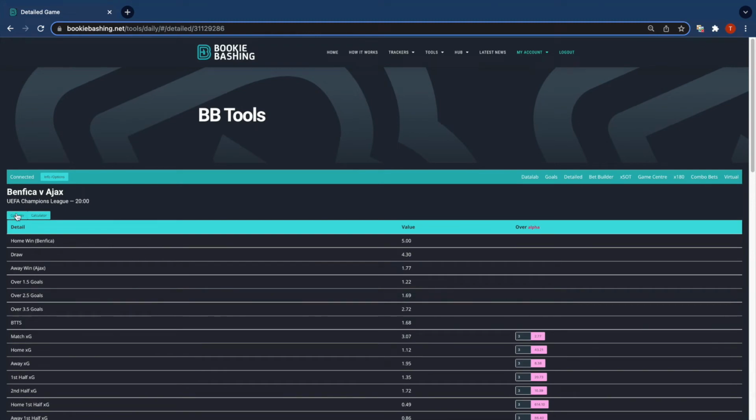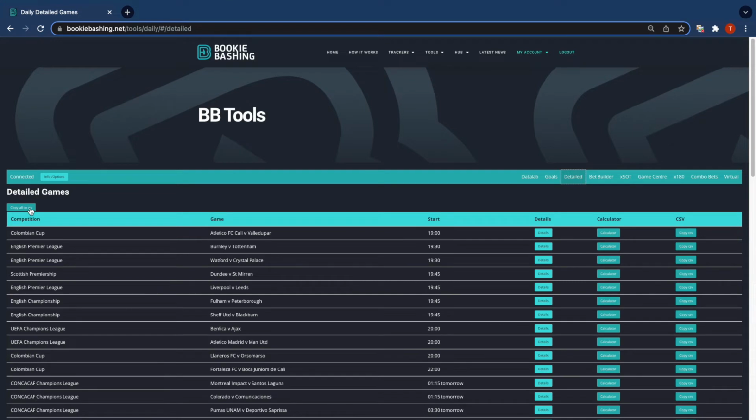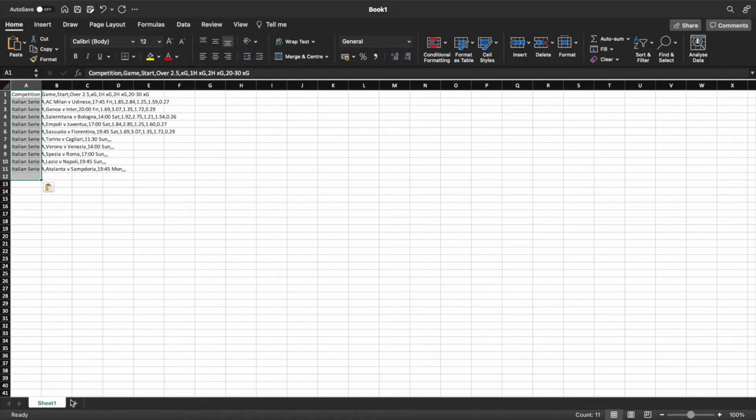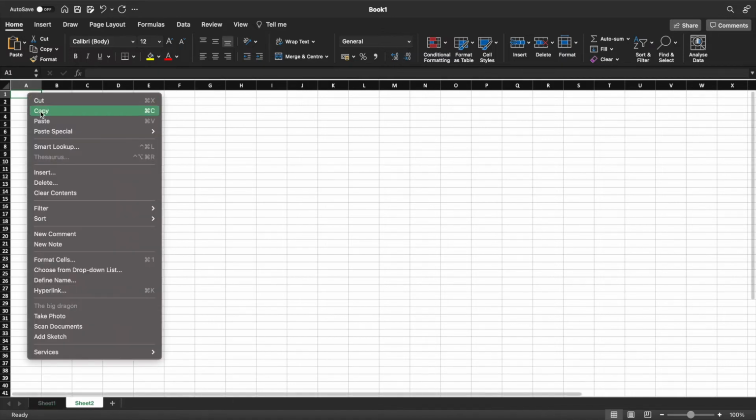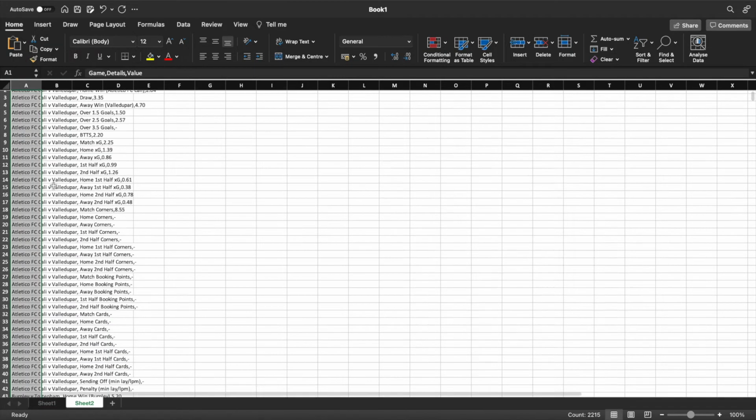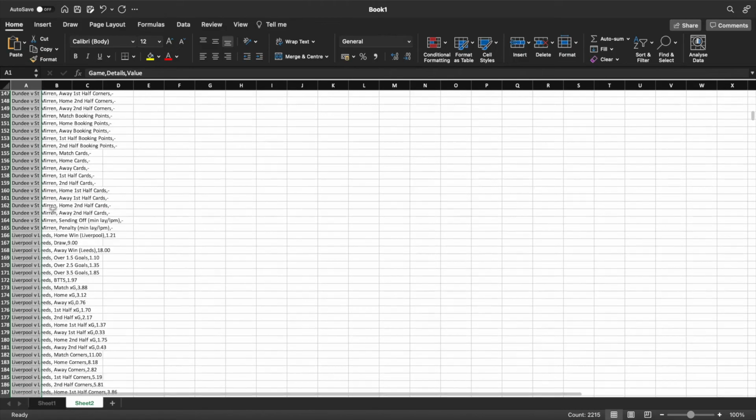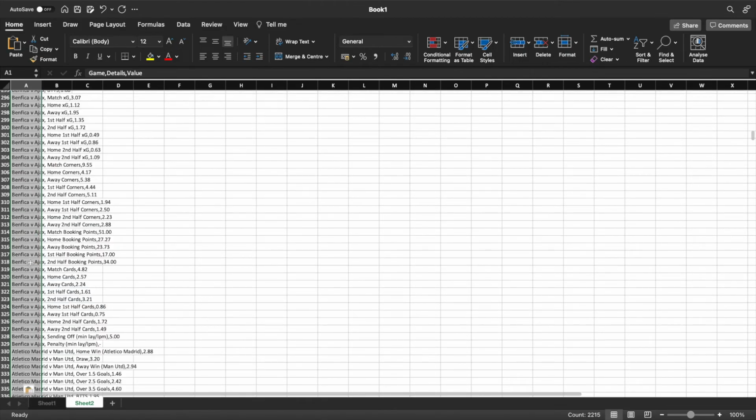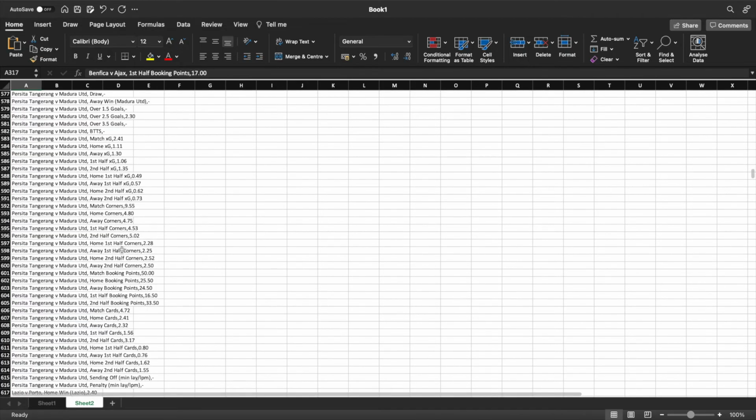And again, we can copy all of this information. We can actually copy all of the information for every game into CSV, go over to Excel, and copy and paste all of the lines for every single game into Excel. I mean, this will be a lot of data.